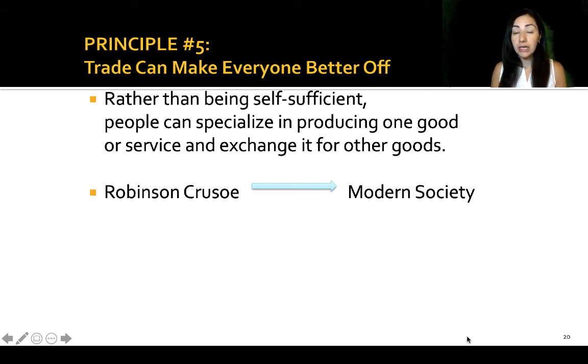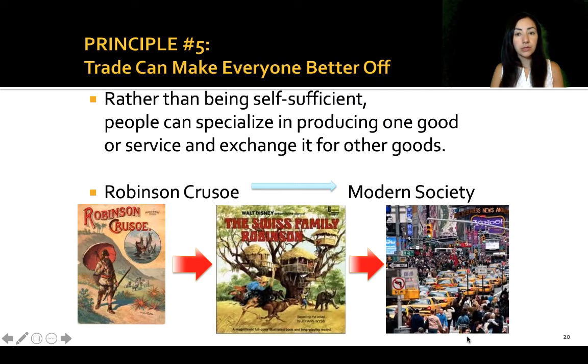Whereas with trade, you can specialize in producing a certain type of good or service, and then with that income, buy other goods and services from society. So that's a little bit like comparing a world of Robinson Crusoe to the world of our modern economy.